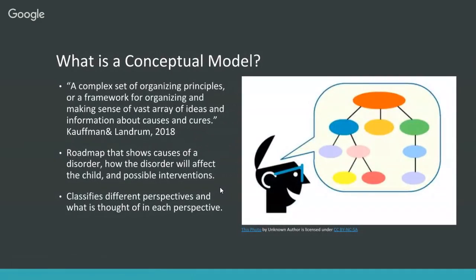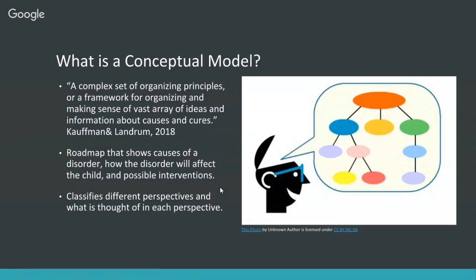Kaufman and Landrum described the conceptual model as a complex set of organizing principles, a framework for organizing and making sense of a vast array of ideas and information about causes and cures. I like to think of a conceptual model as each one has a different perspective because each individual is different. My perspectives differ from your perspectives, and so we just have all these models to try to understand each student and each of their characteristics and their situations.